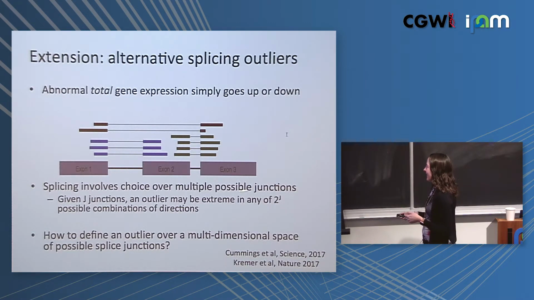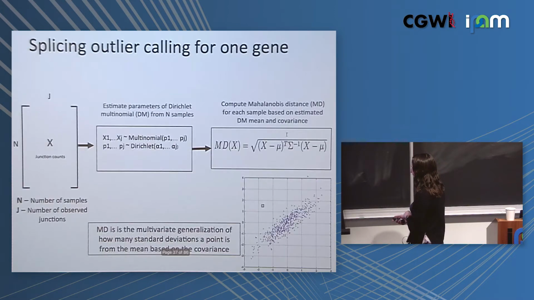But if you have J junctions in a gene, if you're an extreme individual in terms of your pattern of splicing, you can be extreme in any of 2 to the J possible directions, right? So it's not simple to assess whether you're actually an outlier and how significant that is. So how do we define an outlier over a space like this?